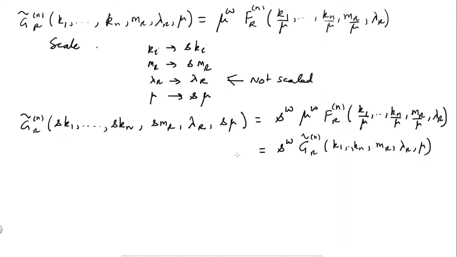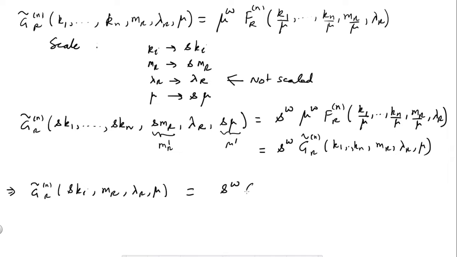Okay, so this is this. From here I can also write s of k_i, m_r, lambda_r, mu. So what I'm doing is, this is here, I'm calling this m_r prime, and this I'm calling mu prime. So for a moment you read it as m_r prime, mu prime. Mentally you read it as m_r prime, mu prime, and this is s to the omega g tilde n r of k_i's.